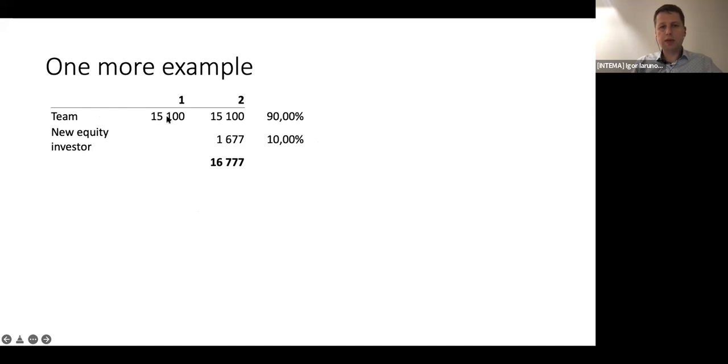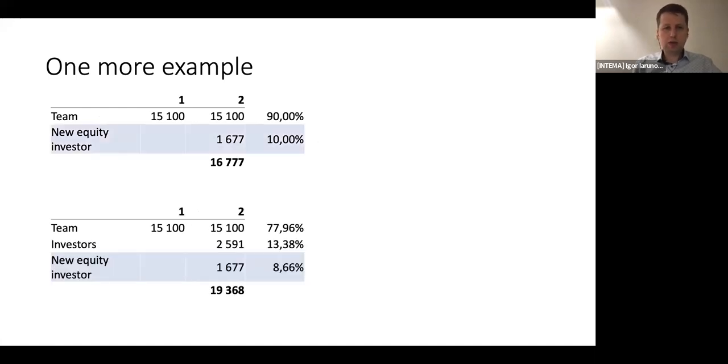Let's look through the example. For example, Tim had such number of shares, 15,100. New equity investor comes and wants to receive 10%. Okay. Is it okay? But if there were many convertibles, so the investors to be converted on this round, they will also receive a sufficient share, about 13%. And this number will proportionally decrease the shares of the team and will proportionally decrease the share of the new equity investor. He must have received 10%, but he is going to receive 866.